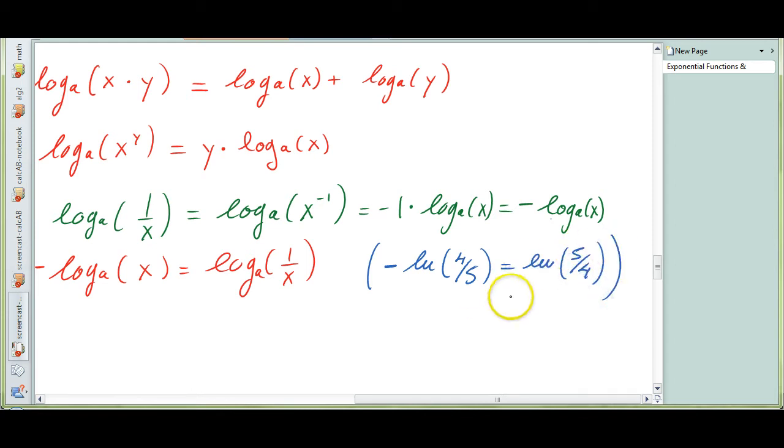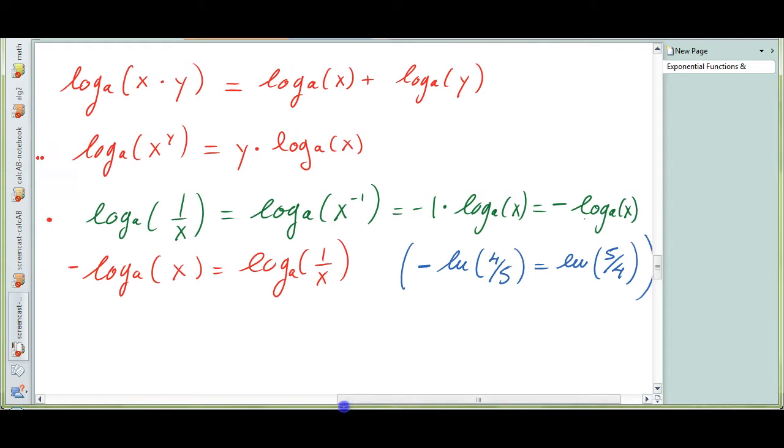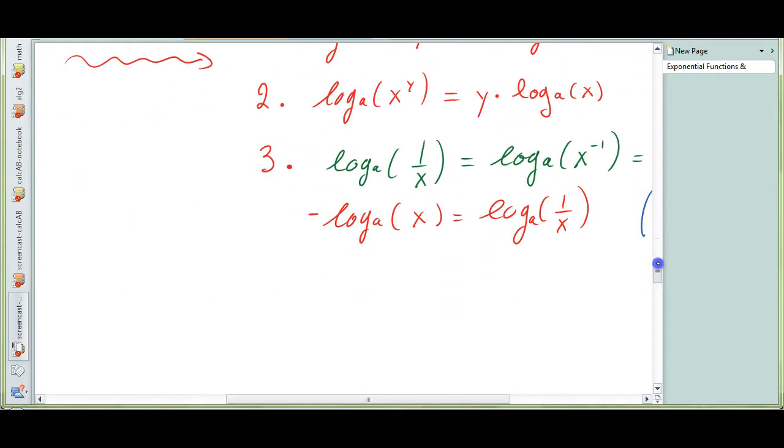Why do I use it all the time? Because I never need to write a negative sign in front of a log. Just flip what you have inside. I'd rather read something without a negative sign than with a negative sign. This is easier to understand. Okay, and the last one, we covered that in class.